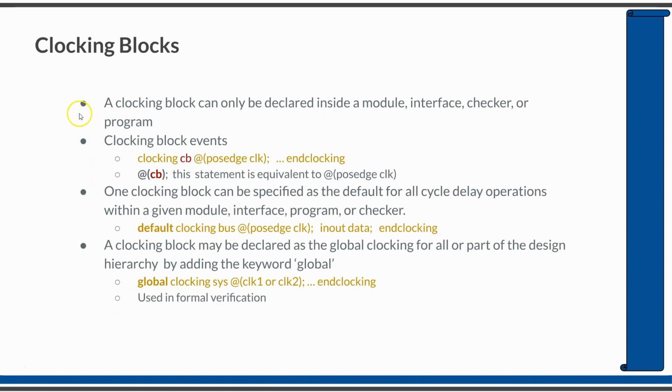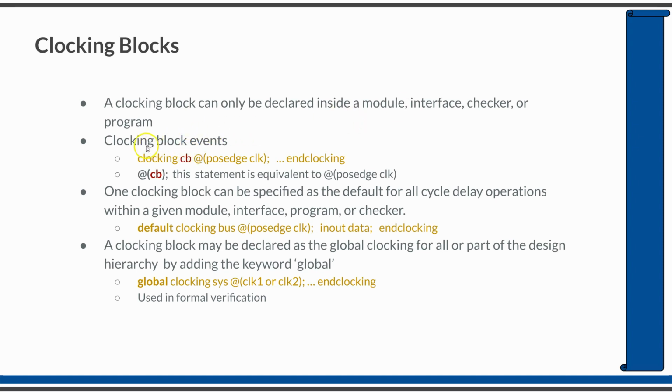Now, here are some more points about clocking blocks. You can define a clocking block only inside a module, interface, checker or program. A checker is an explicit SystemVerilog keyword to abstract a number of assertions, which you can ignore at this point in time. And a program block is again a special kind of test bench construct where you can define your functionalities. You are allowed to define a clocking block only in any of these, but most commonly they are defined in an interface, which will be widely used to drive signals from the test bench and to monitor signals from the DUT.